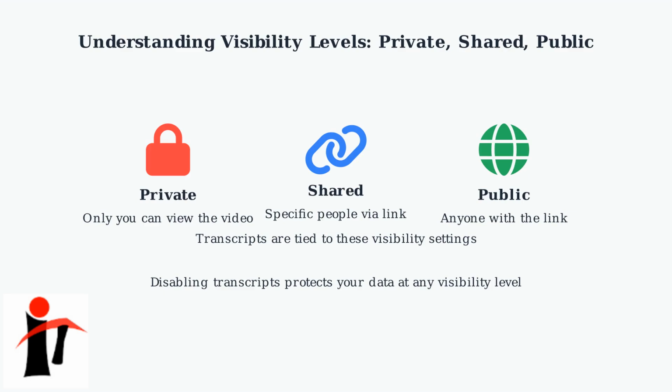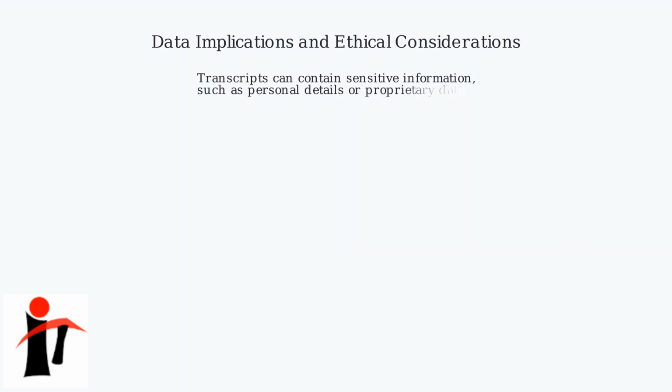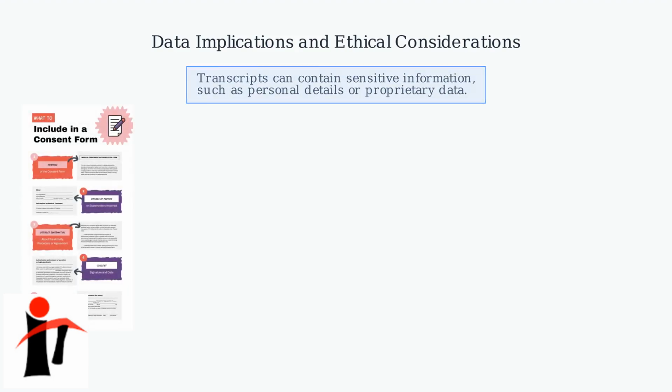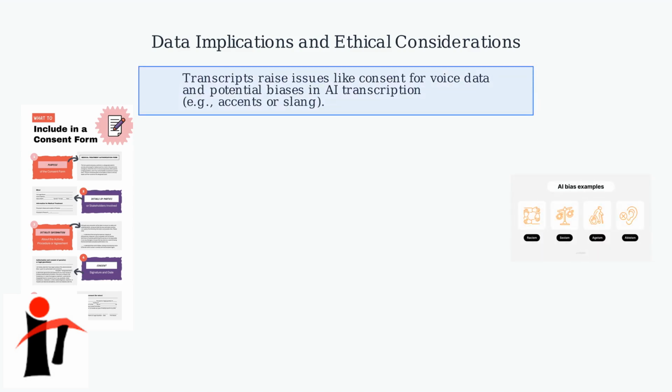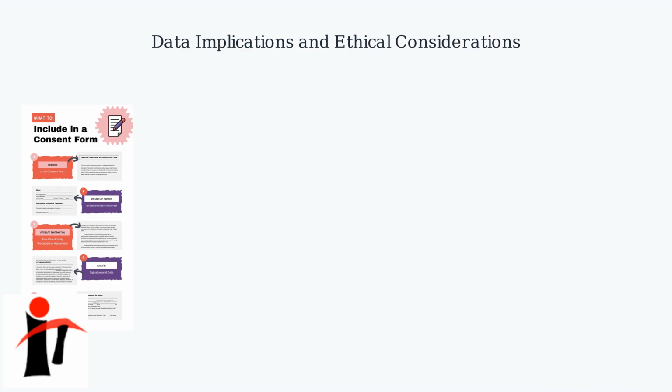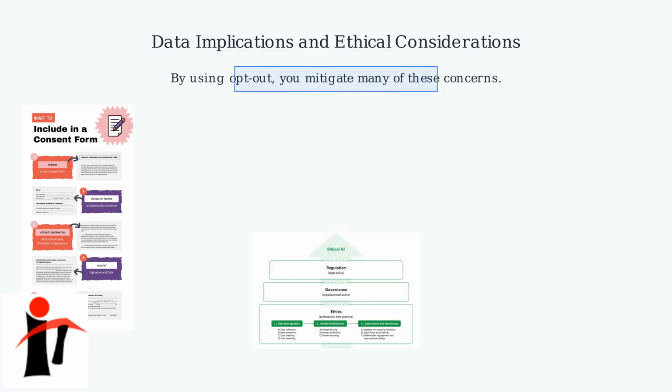You can find the opt-out mechanism in account settings to toggle off transcripts and prevent new recordings from generating them. Transcripts can contain sensitive information, such as personal details or proprietary data. This means turning them off helps protect your privacy by reducing risks of unauthorized access or AI learning from your content. Transcripts raise issues like consent for voice data and potential biases in AI transcription, such as accents or slang. By using opt-out, you mitigate many of these concerns.